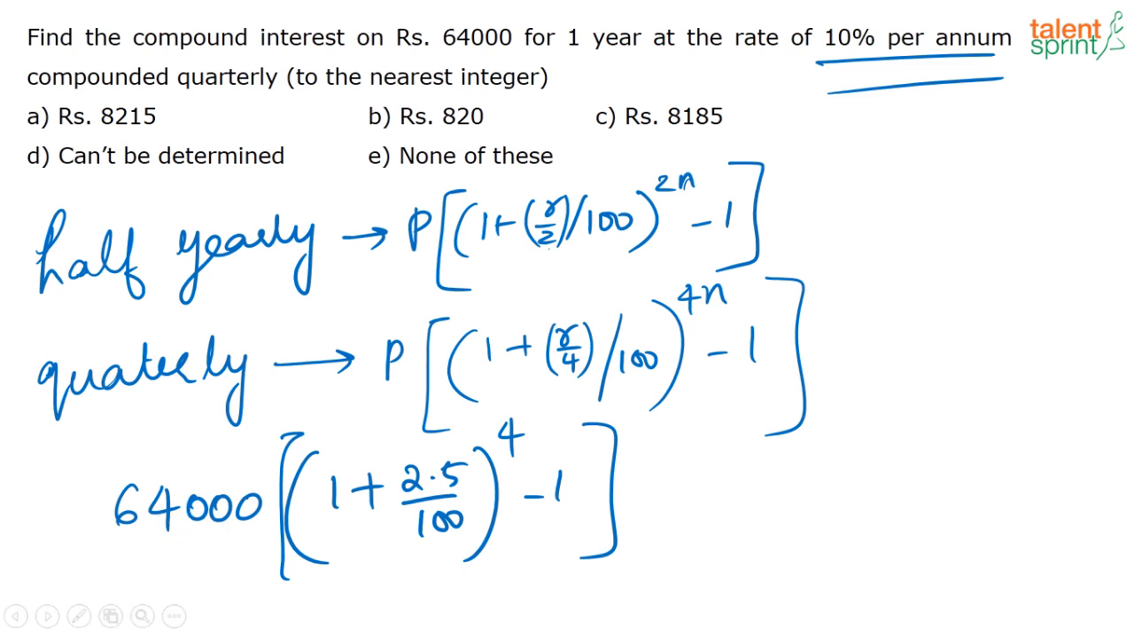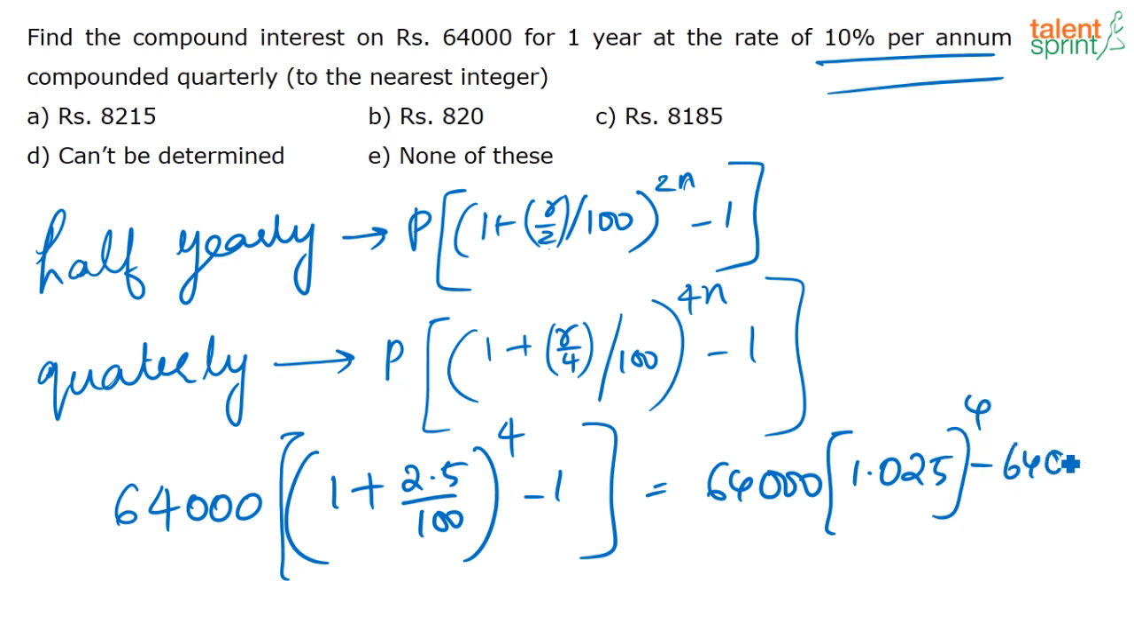You get 64,000 into 1.025 whole to the power 4 minus 64,000. So you get it approximately as 6,644. Yes, a lot of you, Gulpreet, got the answer 6,644, correct. So that is the answer that you get approximately, but that is not in the options, so it's going to be none of these. Achyut, how do you get it as 8,900?